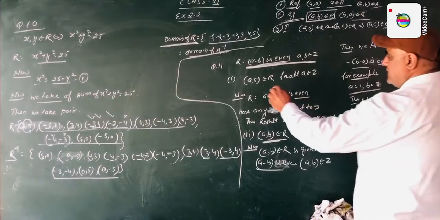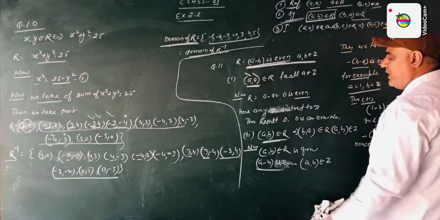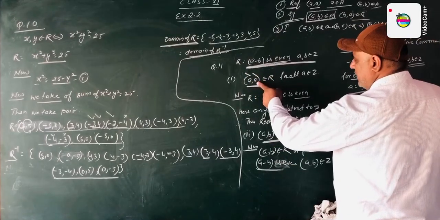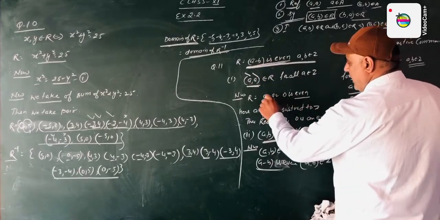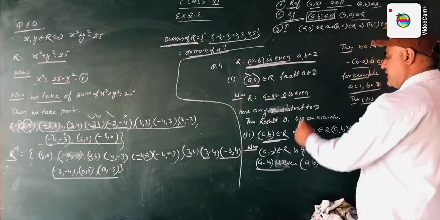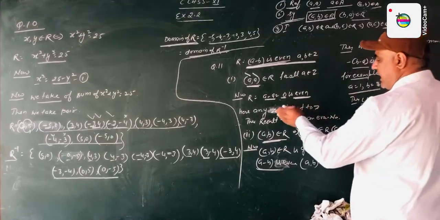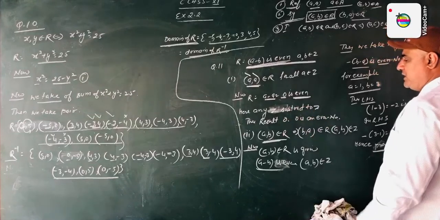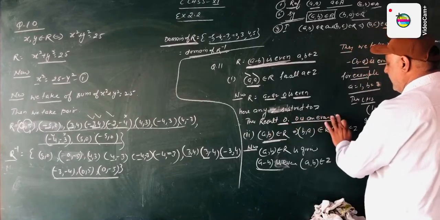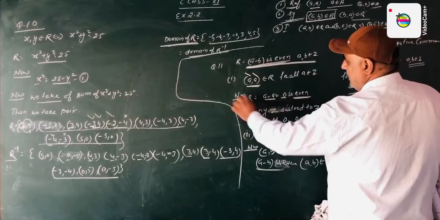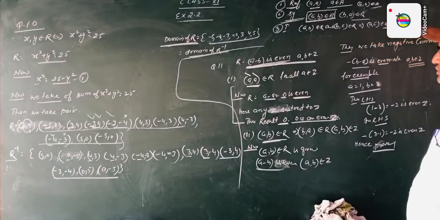Now the first condition says that both components of the value are the same. First component is 1, second component is 1. It means we take the value (1, 1), then 1 minus 1 equals 0. It means A minus A equals 0. 0 is an even integer belonging to Z. If any integer is subtracted from itself, then the result is 0, and 0 is an even integer. Then this says that (A, A) belongs to R, for all A belonging to Z, is even.